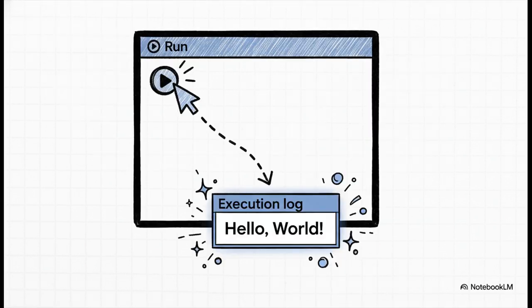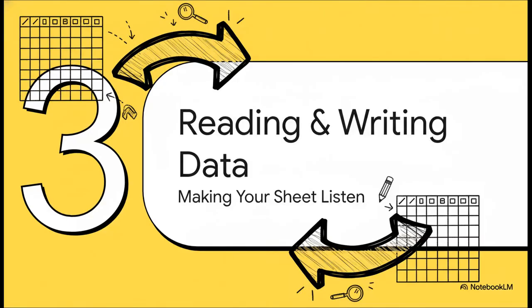So once you save your script and click that Run button, you'll see a panel up here at the bottom. This is the execution log, and right there, you'll see it, Hello World. You just wrote your first piece of code and ran it successfully. You told the spreadsheet to do something, and it did it. How cool is that?